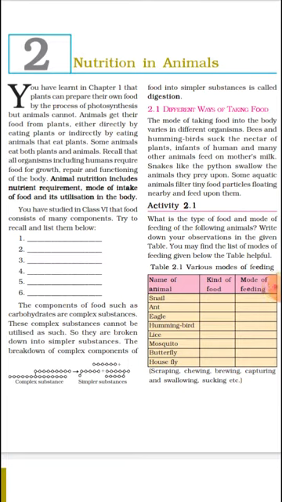Today we are going to discuss class 7th, second chapter, and that is nutrition in animals. Animal nutrition includes nutrient requirement, mode of intake of food, and its utilization in the body.